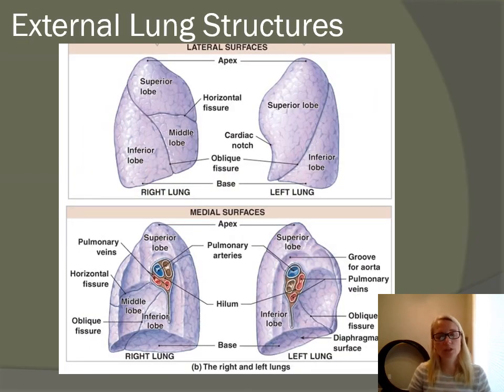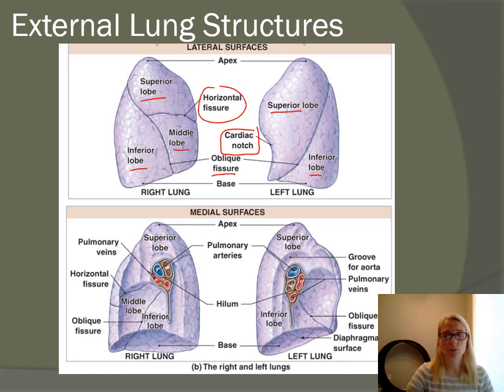Okay. Here's just a larger view of those lobes, taking a look at the external lung structure. So again, the right lung has 3 lobes, a superior, middle, and inferior. The left lung only has superior and inferior lobes. The left lung also has what's called the cardiac notch, which is just a place for the heart to fit, which makes sense. Both lungs have an oblique fissure. Oblique is these angled cuts, separators, and then we have the horizontal fissure between the superior and middle lobe of the right lung.